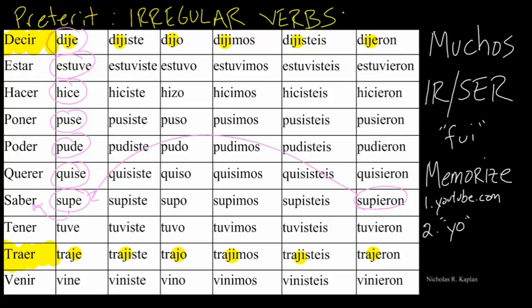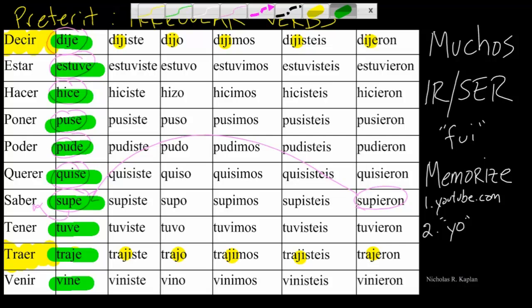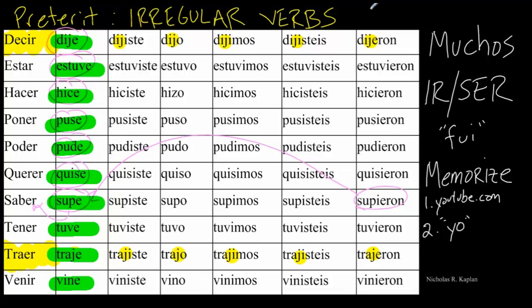The other thing that we want to look at is if we look at all of these. If we look at the yo form for each of these, and then we look at the tú form for each of these, and we look at the él, ella, usted form for each of these, do you see anything that's not here? Do you see anything that is just a little bit different? Wait for it. That's right. No accents. Well, there is always an accent. No written accents.